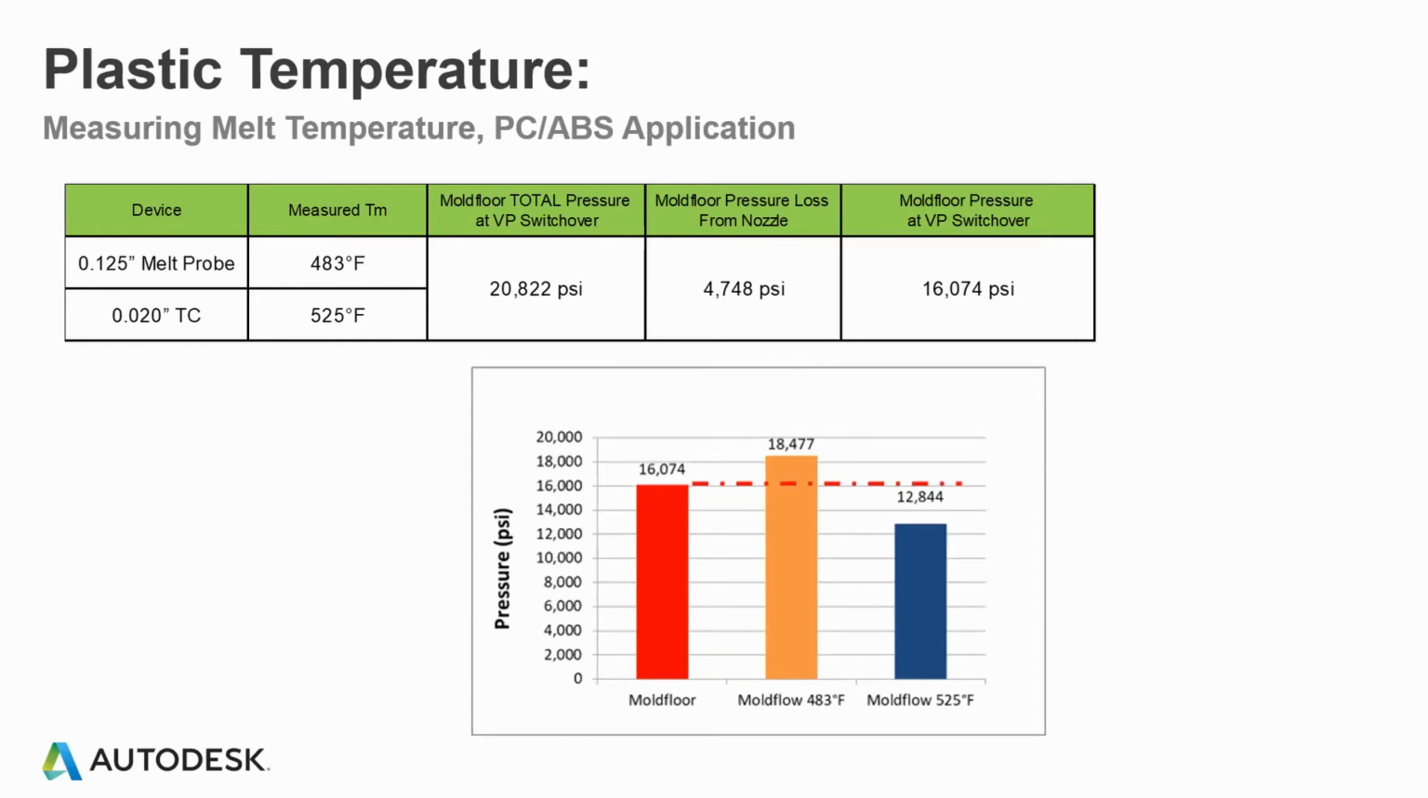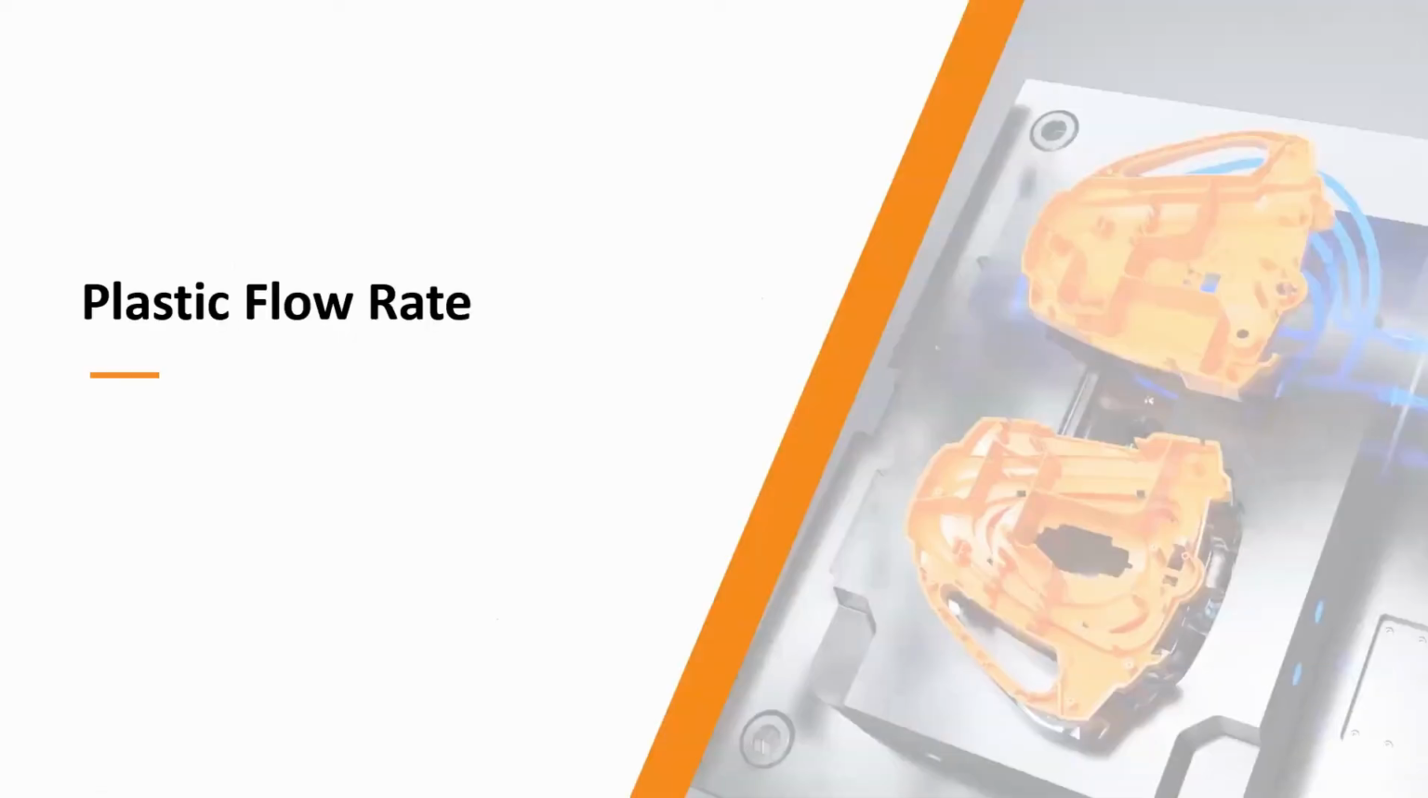So something as simple as how I report the melt temperature, or how I try and match the melt temperature, depending on whether we're going from the Moldflow to the Moldfloor or the Moldfloor to the Moldflow, we can really start to skew our results here, because the melt temperature is not actually what we think it is, depending on how we measure it. So topic number 2 that we're going to cover is going to be plastic flow rate.